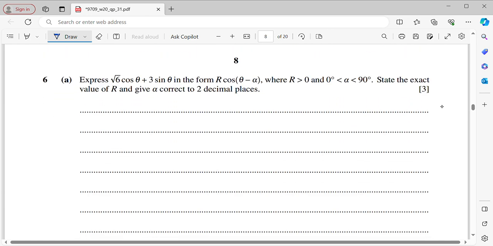Okay, so question number 6. Express square root 6 cos theta plus 3 sin theta in the form r cos(theta minus alpha), where r is greater than 0 and alpha is between 0 and 90 degrees. State the exact value of r and give alpha correct to 2 decimal places. Okay, so now when you look at here, this is cos. Make sure in the expansion, the first term is cos. Therefore, we can just follow the sequence here.